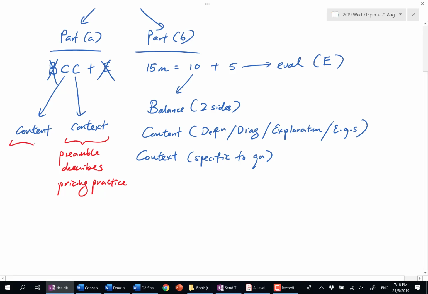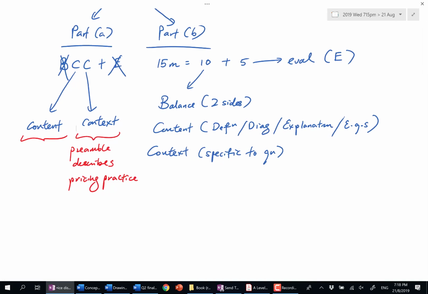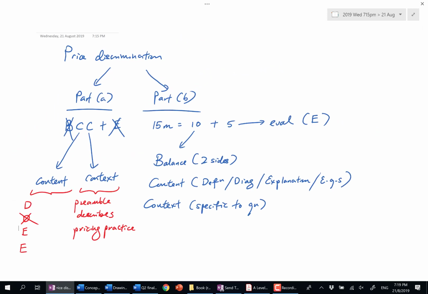Then this part: definition, diagram, explanation, examples. Good news is that for third degree PD, the diagram is not in the syllabus anymore. Third degree PD diagrams have been phased out of the syllabus. We don't really need the diagram. So we are really looking at, first, you need to know how to define. After you define, you need to know how to explain.